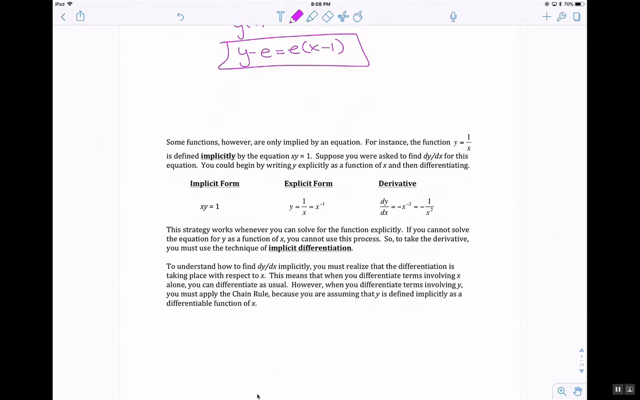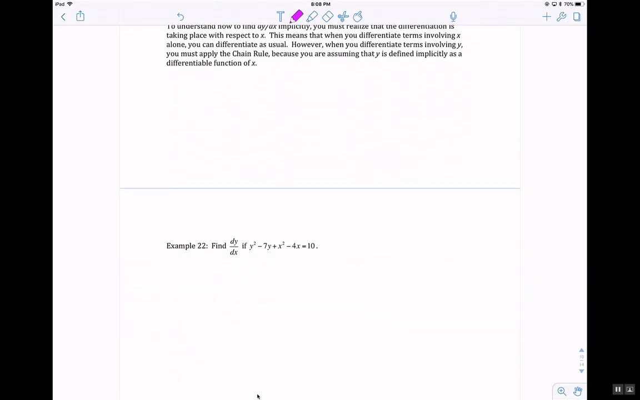So then we could talk about implicit differentiation. Remember, implicit differentiation means that anytime we take the derivative of y, we write dy dx. And remember, implicit comes from chain rule.